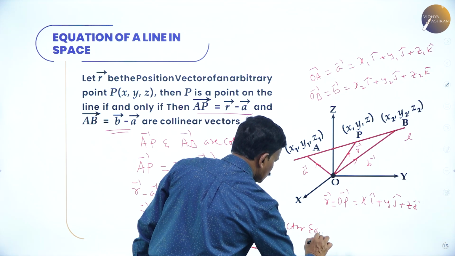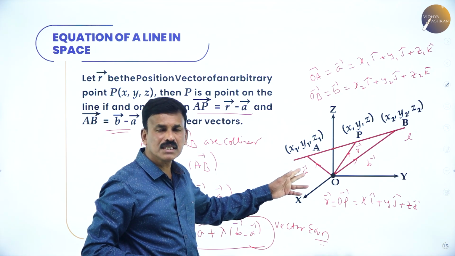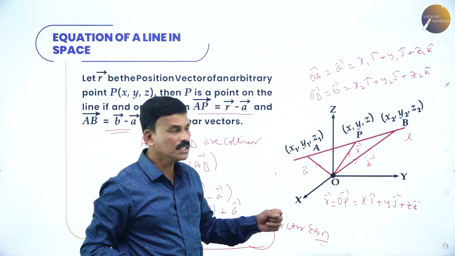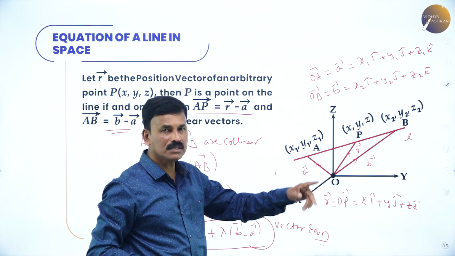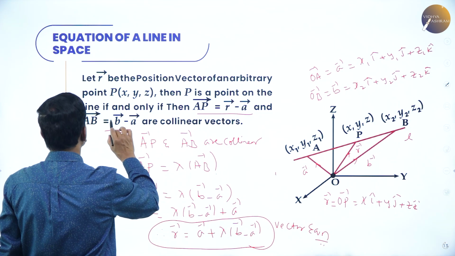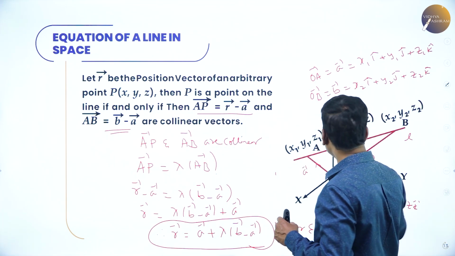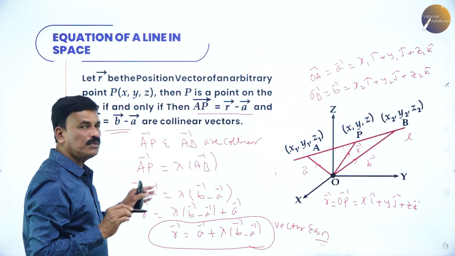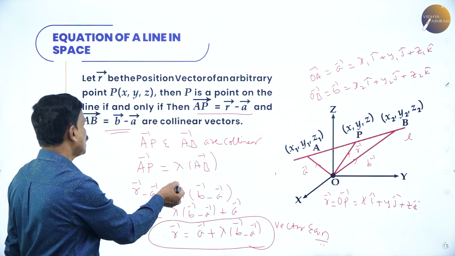Very simple concept. Let a line L pass through 2 points A (x1, y1, z1) and B (x2, y2, z2) whose position vectors are vector A and vector B. Let P (x, y, z) be any point on the line whose position vector is vector OP is equal to R. Since A, P, B lie on the same line, that is collinear, P is a point on the line if and only if vector AP and AB are collinear. Collinear means AP is equal to lambda times vector AB. What is AP? We know AP is equal to vector R minus A, lambda into AB.